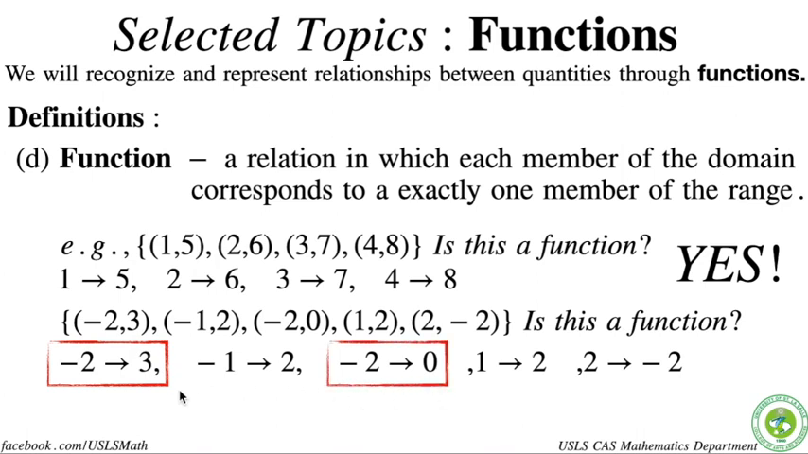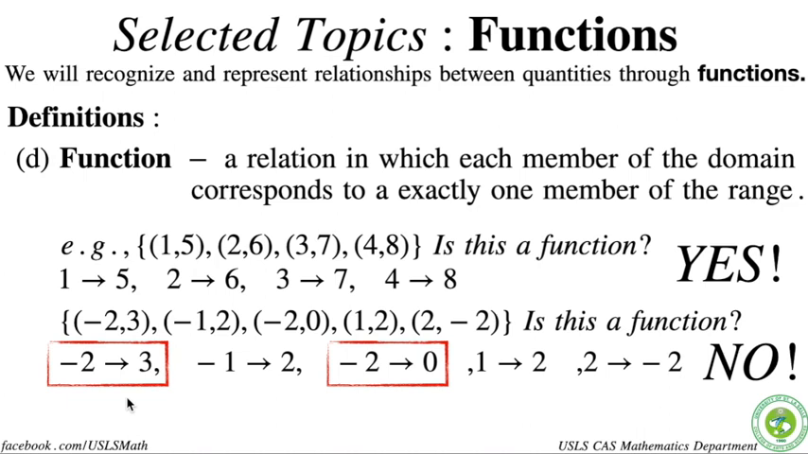Okay, because negative 2 doesn't give us exactly one member of the range. It gives us two, you see. So this does not correspond to the definition of a function. Therefore, if there is one counterexample to the definition of a function, this whole relation, this whole set, will not be a function. It displays the behavior that this input doesn't give us a unique output.